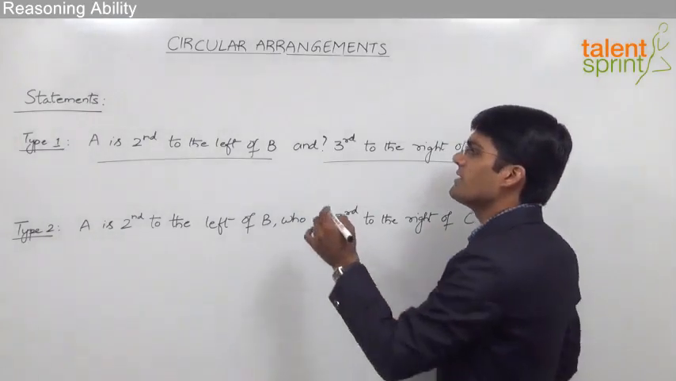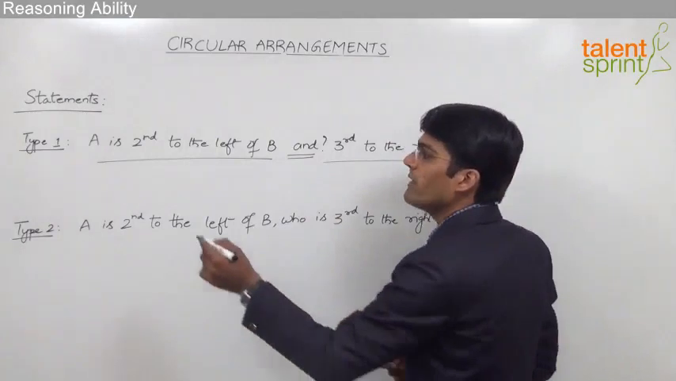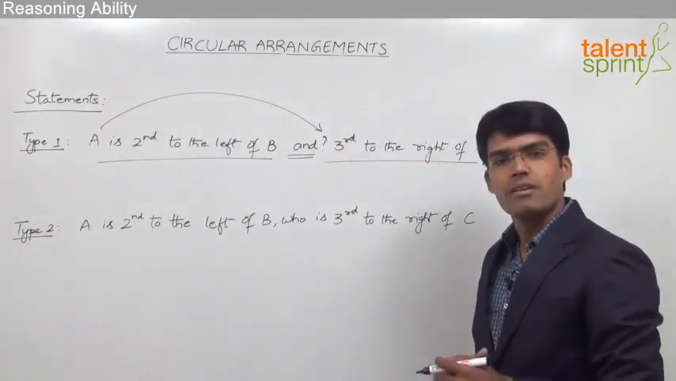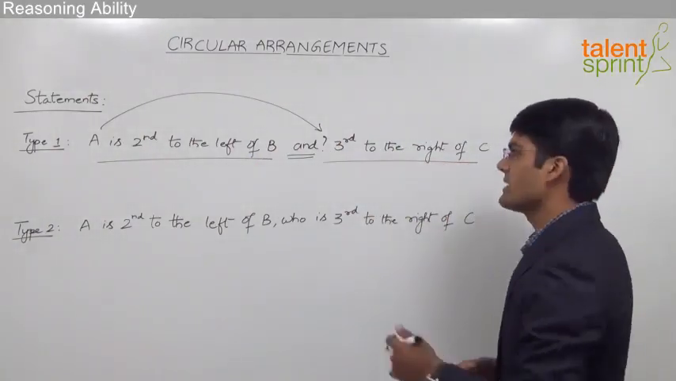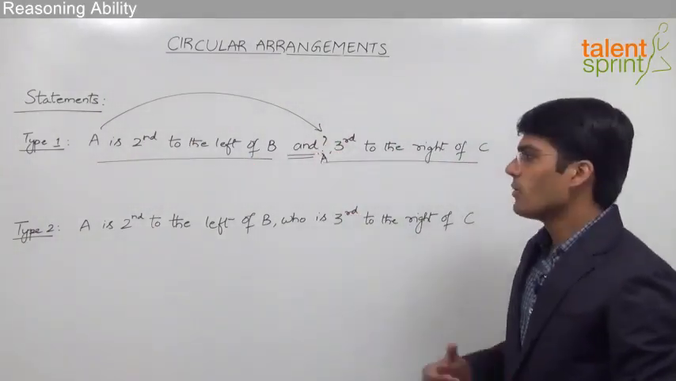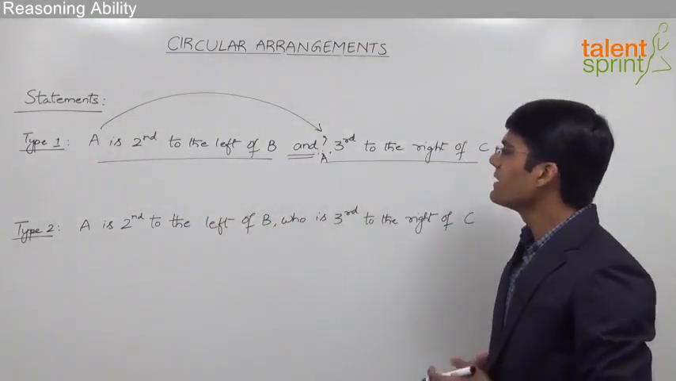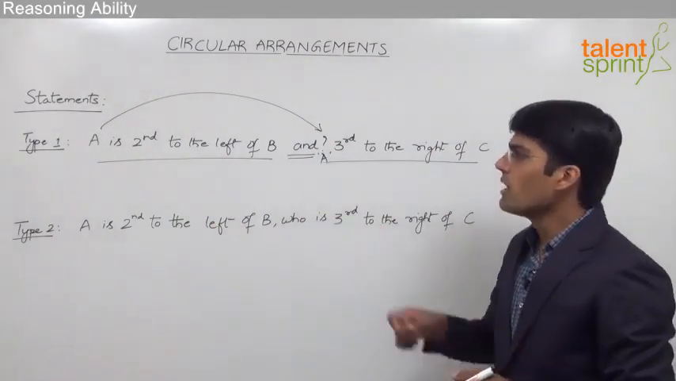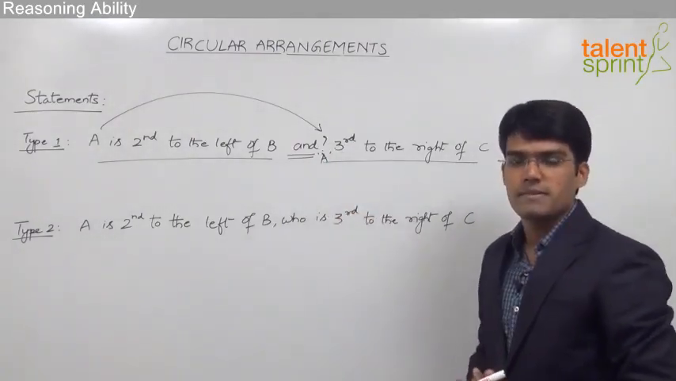The point to be understood here is whenever the word and is used in between two statements, we always refer to the first person. So here we can say that A is second to the left of B and A is third to the right of C. So the second part of the statement now is A is third to the right of C. So once we mark A second to the left of B, then we can mark him accordingly as third to the right of C. So remember, whenever the word and is used, we always refer to the first person but not the immediate preceding person.